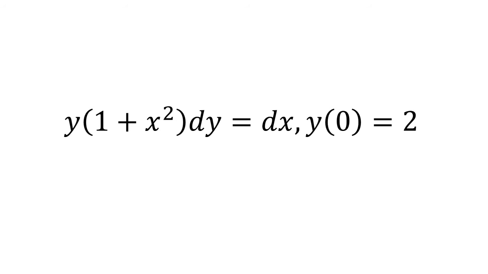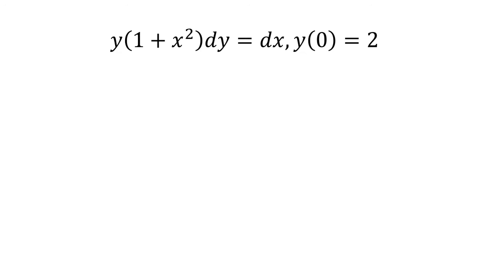In this video, we'll solve the differential equation y times (1 plus x squared) dy is equal to dx, where y of 0 is equal to 2. Now, the first step we're going to do is bring the x's on one side and the y's on the other. So that involves dividing both sides by 1 plus x squared. Okay, on the left side then we have y dy is equal to dx over 1 plus x squared.